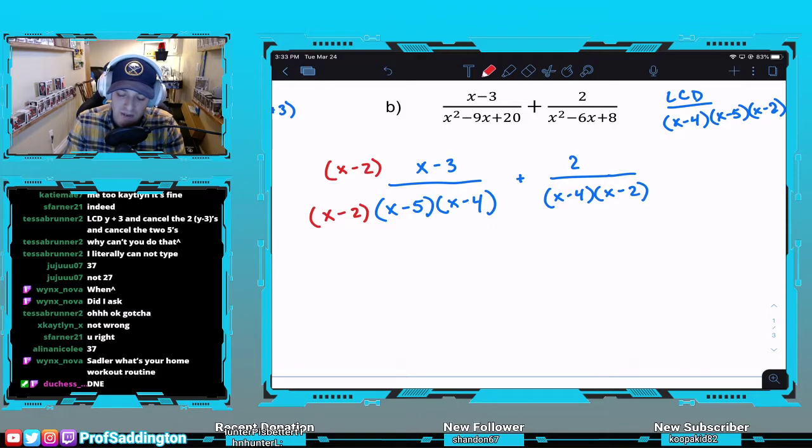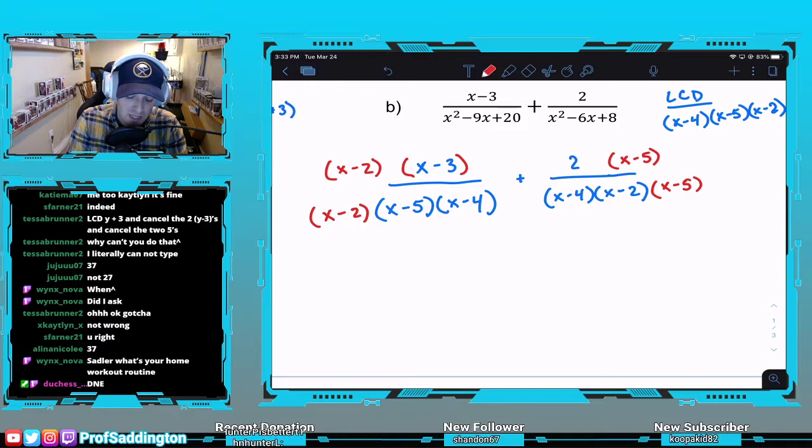And in the second fraction, I know I'm missing an x minus 5. So I'm going to multiply that to top and bottom. And now we just have to distribute. Be careful in the first fraction because you are going to be double distributing. So if I double distribute that, I know I'm going to go a little bit faster here.